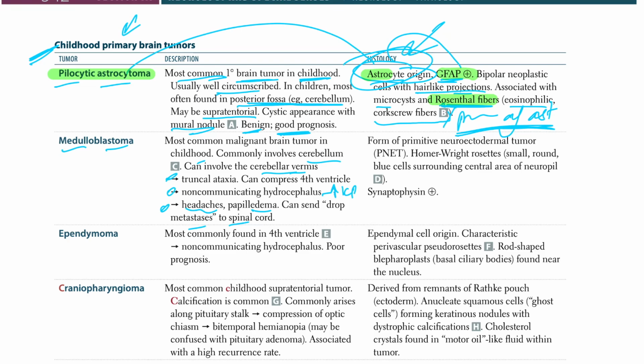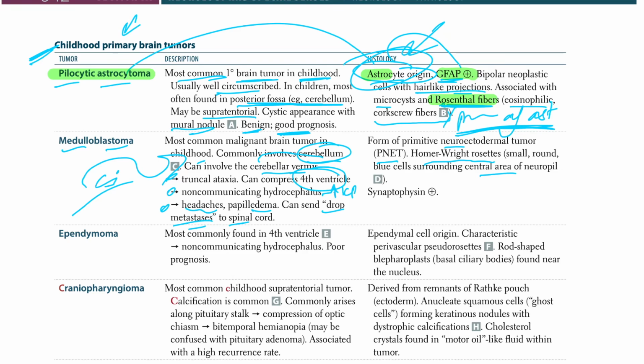That's drop mets, because, if you look at the whole thing, it commonly involves the cerebellum, which blocks the fourth ventricle. So it's very common that it's going to send all of that into the CSF. And when it's sent to the CSF, that's the drop mets. Okay. It's a form of primitive neuroectodermal tumor, PNET. The high-yield point is Homer Wright rosettes, which are small, round blue cells surrounding central areas of neuropil.